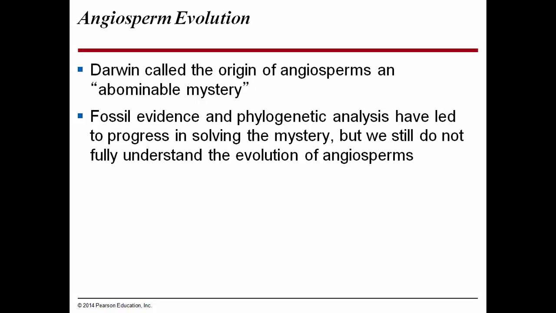Darwin called the origin of angiosperms an abominable mystery. Angiosperms are the most recent plant clade to occur. They're only about 80 million years old. I think we'll get into this. I may be wrong about that. But they're relatively recent, but they're also the most diverse plant forms in the world. So they're newcomers, but they radiated out quickly, and they took advantage of every adaptation available, and they are more diverse than any other clade of plant. Fossil evidence and phylogenetic analysis have led to progress in solving the mystery, but we still do not fully understand the evolution of angiosperms.